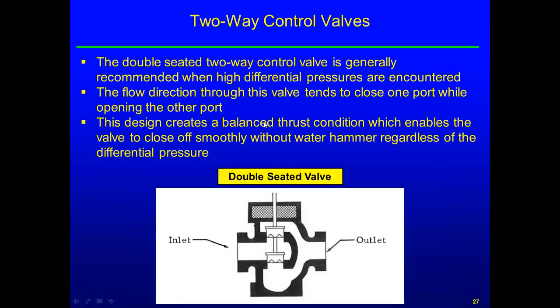Okay, here's a double-seated control valve, generally recommended for high differential pressures, if you have those in the system. Flow direction through this valve tends to close one port while opening the other. So as this one moves up and down, you've got pressure pushing down here, but up here. So it tends to smooth out the movement of the valve up and down. It creates a balanced thrust condition, which enables the valve to close off smoothly without water hammer, regardless of differential pressure. So this is the double-seated control valve.